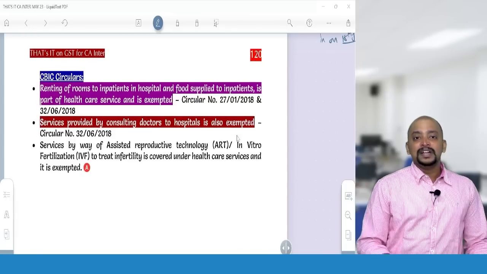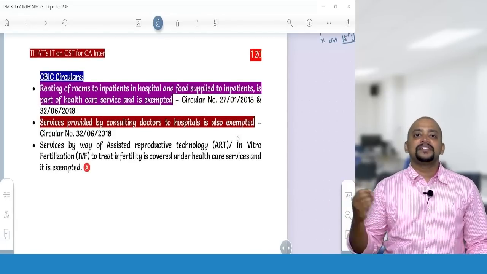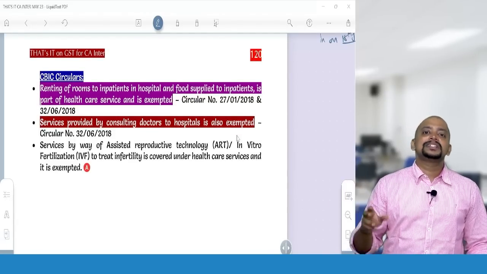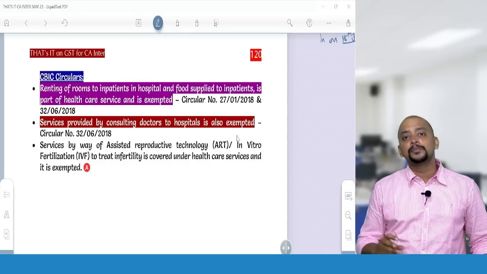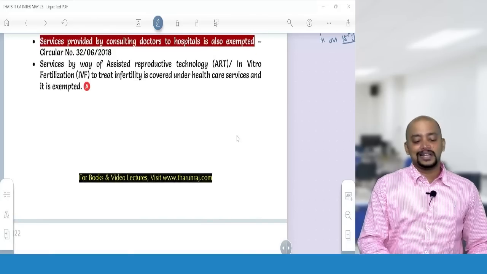Then service by way of IVF treatment. People who are not blessed with kids will undergo this IVF treatment. Is that IVF treatment a healthcare service or not? A confusion came. So it is clarified that yes, it is a healthcare service, and accordingly it is exempted.